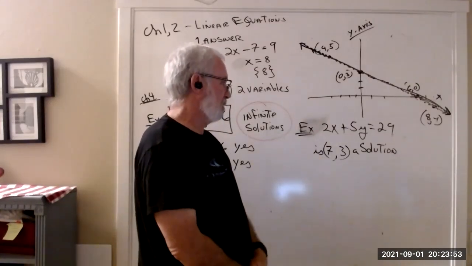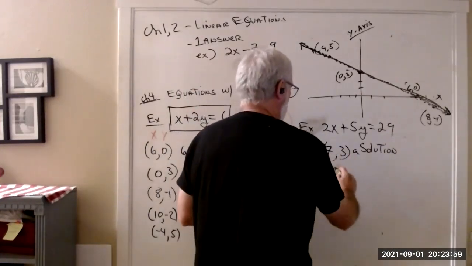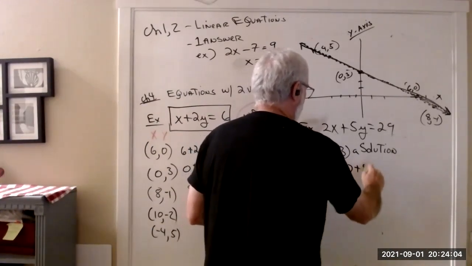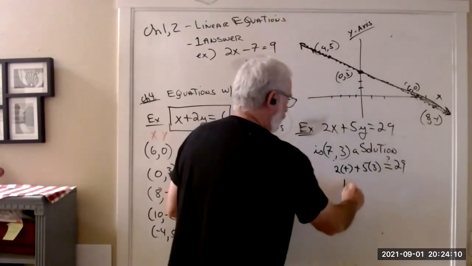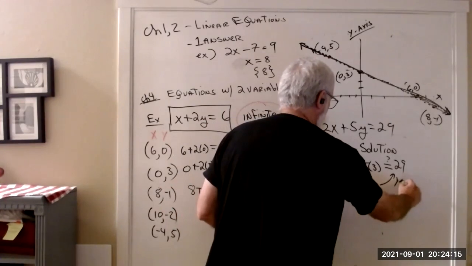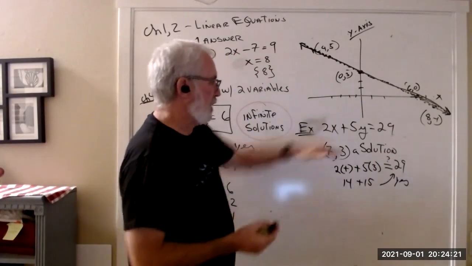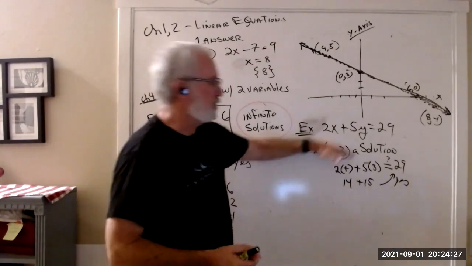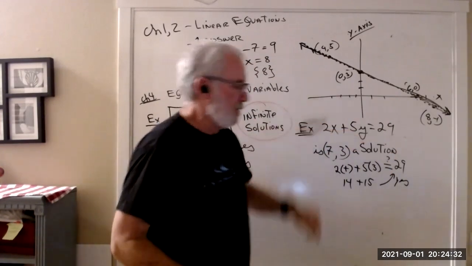I applied 7 to x, so x equals 7, and y equals 3. So 2 times 7 plus 5 times 3, does it equal 29? So 14 plus 15, does it equal 29? Yes. So this is a solution. So that's what Mom is going to give you. She's going to give you an equation, an ordered pair, and say, is this one of the solutions to this? And your answer is either yes or no. That easy.